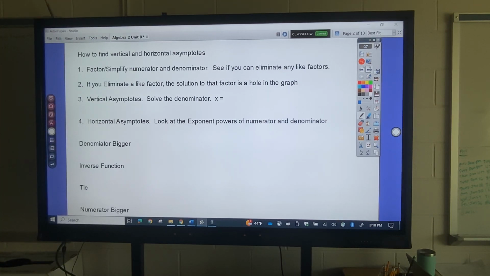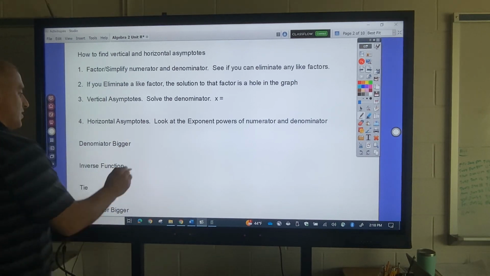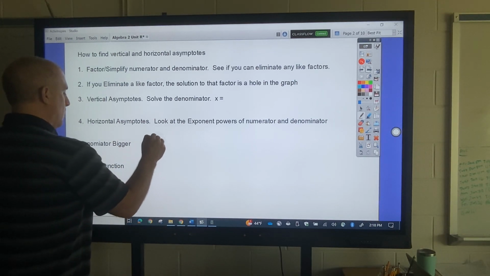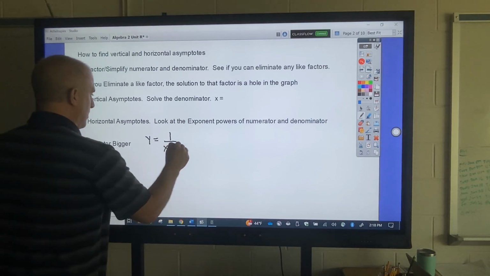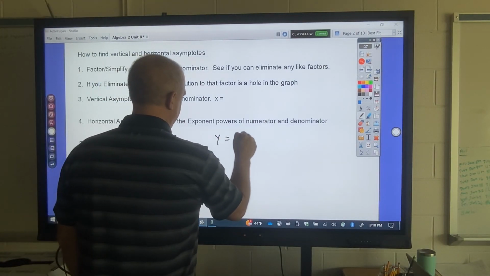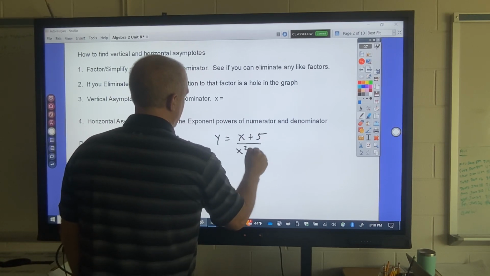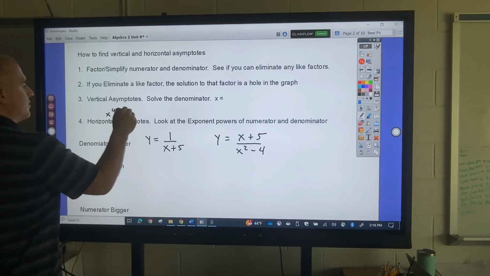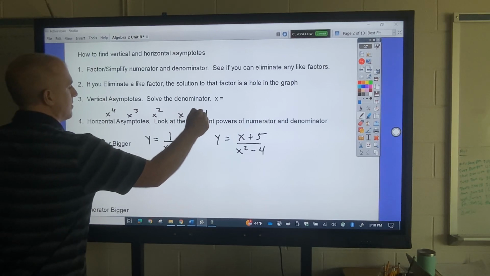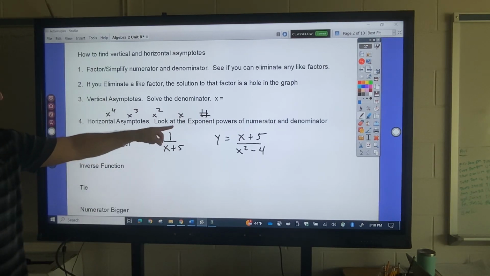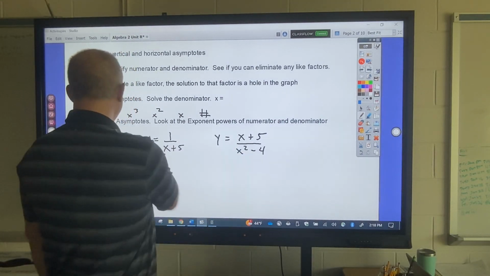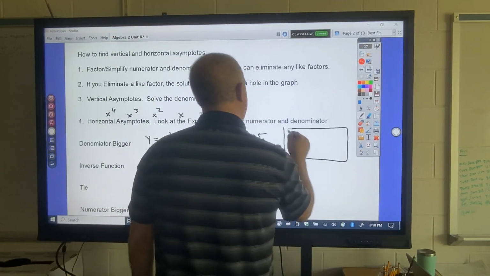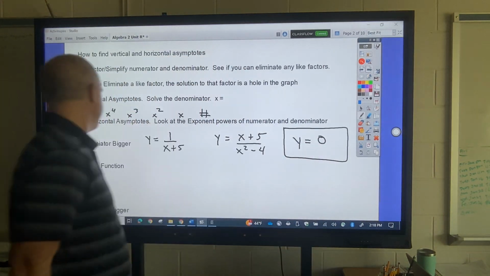For horizontal asymptotes, you actually have to look at what you have as far as exponent powers in the numerator and denominator and patterns. If the denominator is bigger from an exponent standpoint, what would that look like? Something like this. As you can see, in the order of powers, it's like x to the fourth, x cubed, x squared, x and number. So in the denominator, x is bigger than a number, and x squared is bigger than a number. When this is the case, the answer is automatically y equals 0.